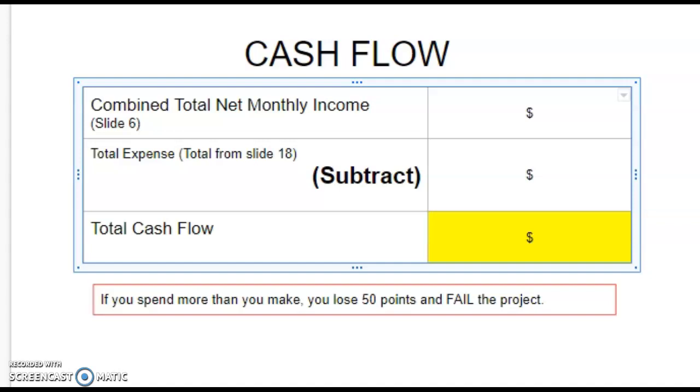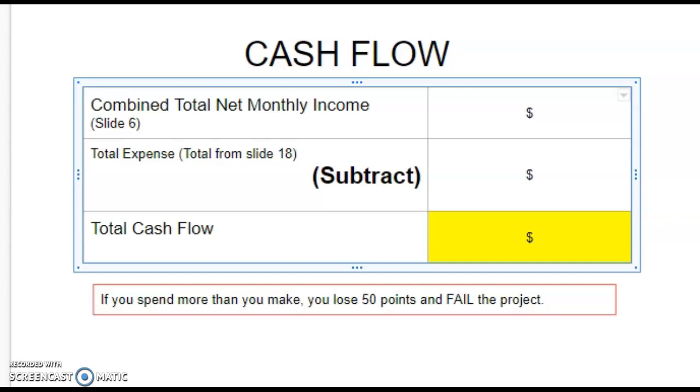Alright, so this is slide number 19, cash flow. This is where you see if you pass or fail. If you spend more money than you make, you lose 50 points, which means the highest you could have is a 50%. So, you might have to redo some stuff.